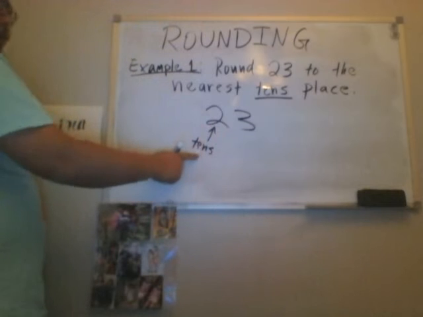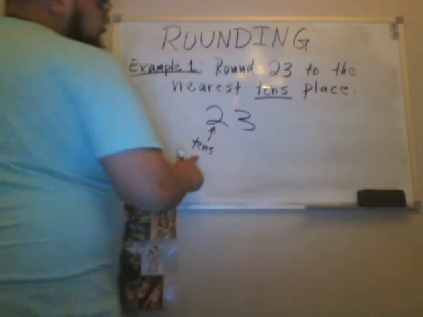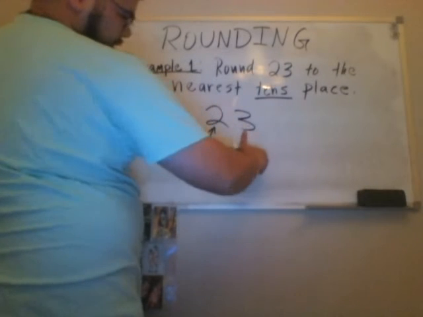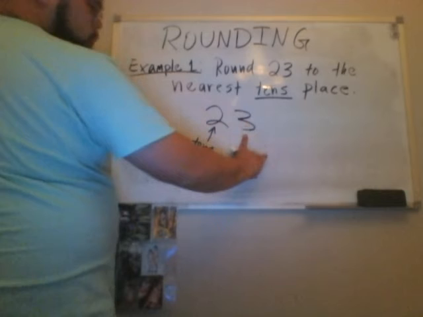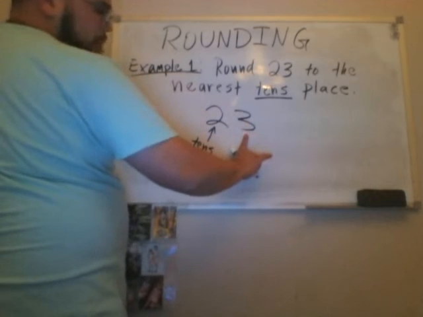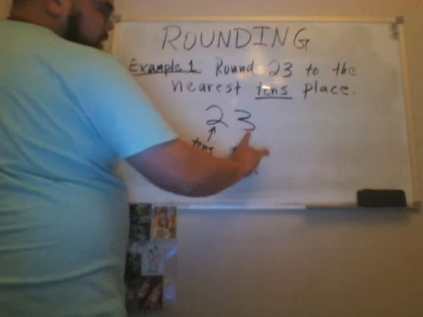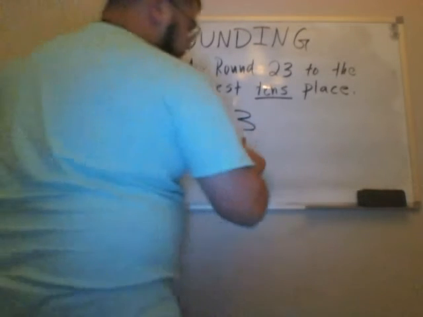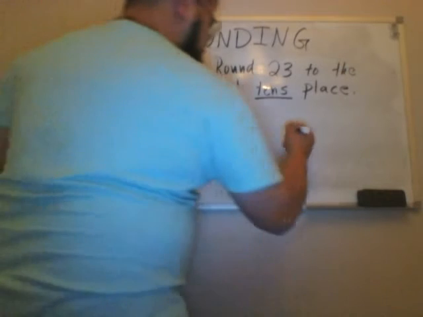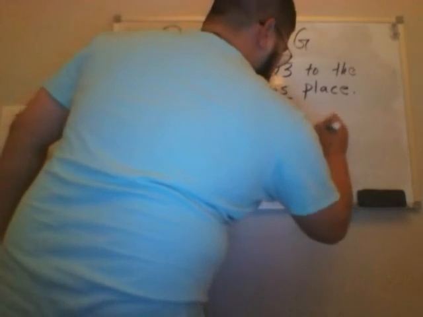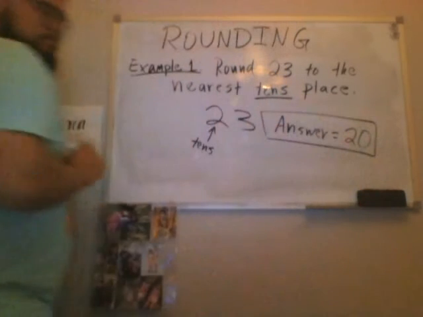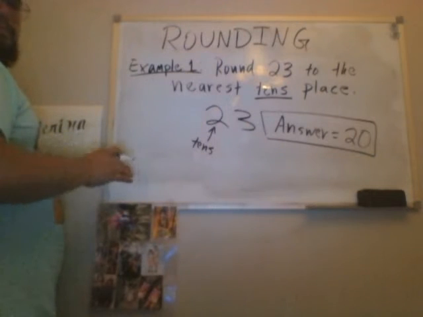Step number 1, what are you rounding to? And then step number 2 says look one place value to the right. This is the ones place. Then we follow the rounding rules. The number 3, is it 4 or less or 5 or more? It's 4 or less, so we're going to let it rest. What that means is we're going to let 2 rest, right? And everything after that's going to become 0. So our answer is going to be 20.